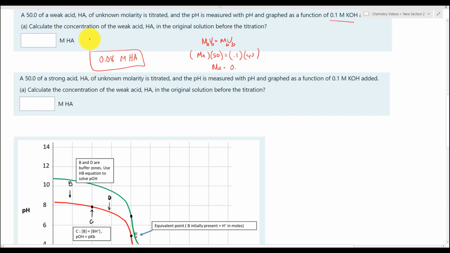There you go. Let's try another problem. Here we have a 50 milliliter, okay, I forgot to put 50 milliliters again, of strong acid of a known molarity. Again, we're trying to titrate it so we can find the molarity. And the same process, okay? I just changed the story a little bit.